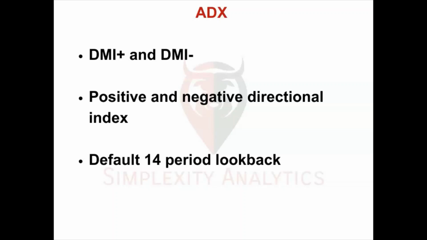Therefore, since ADX is an average, it measures the average of the distance between the DMI plus and the DMI minus. By looking at DMI plus and minus, we're able to determine if ADX is measuring the strength of an uptrend or a downtrend by looking at which DMI is above the other. When DMI plus is greater than DMI minus, the bulls are said to be in control of the market and trend is bullish. Conversely, when DMI minus is greater than DMI plus, the bears are in charge and the trend is down.